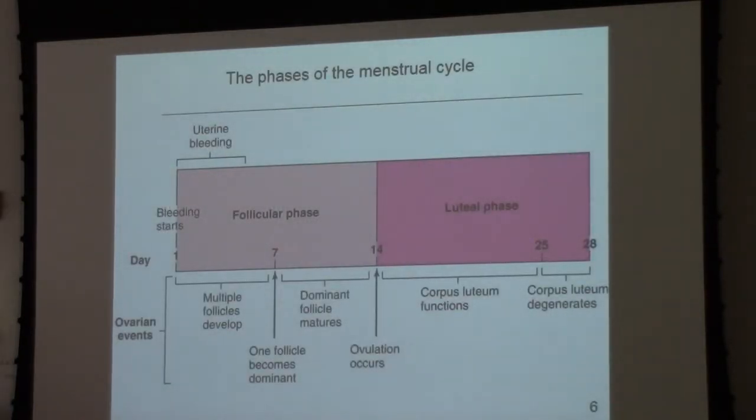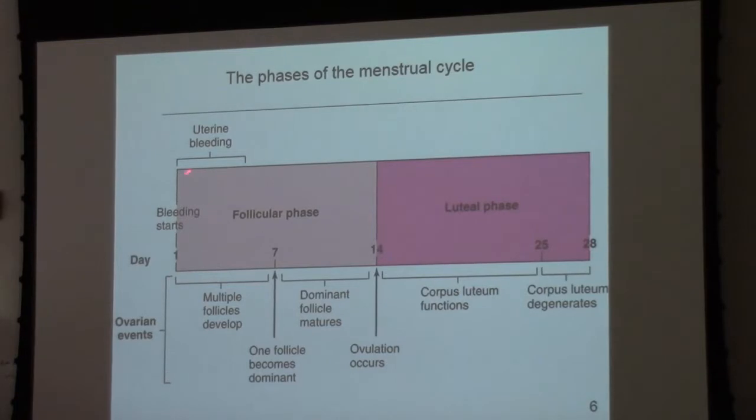So now let's transition to talking about the human reproductive cycle. This is not true of all mammals. This is true of human female reproductive physiology and anatomy. So I guess we could start at number 1. Day 1 is when menstrual bleeding starts. That's just considered the start of the female reproductive cycle.